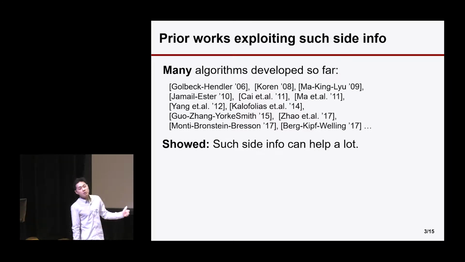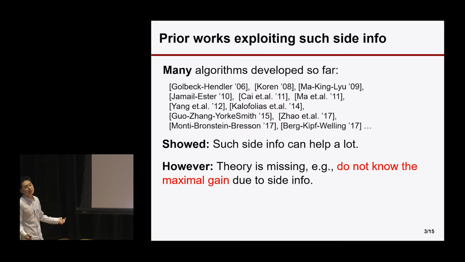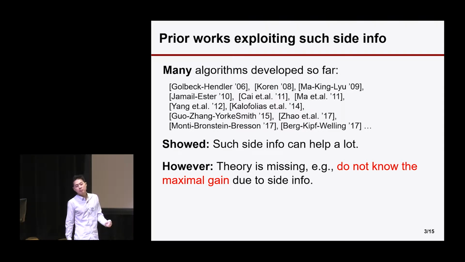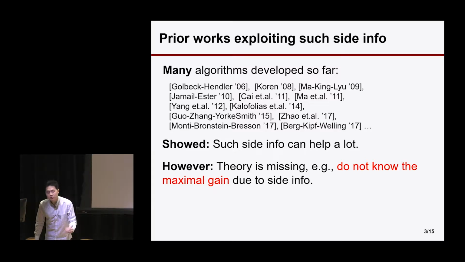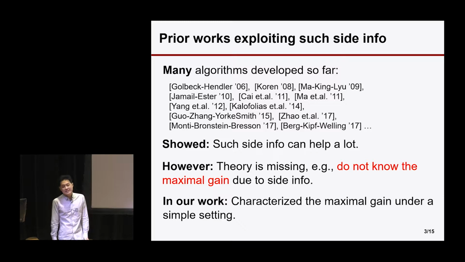But here, there's one missing point. The missing point is that there is no theory here, meaning that they could only show that such side information can help a lot, but they could not figure out the maximum gain that we can get due to side information. So this is a problem, and this is exactly where our contribution lies. In this work, we could characterize the maximal gain due to side information under a simple setting.